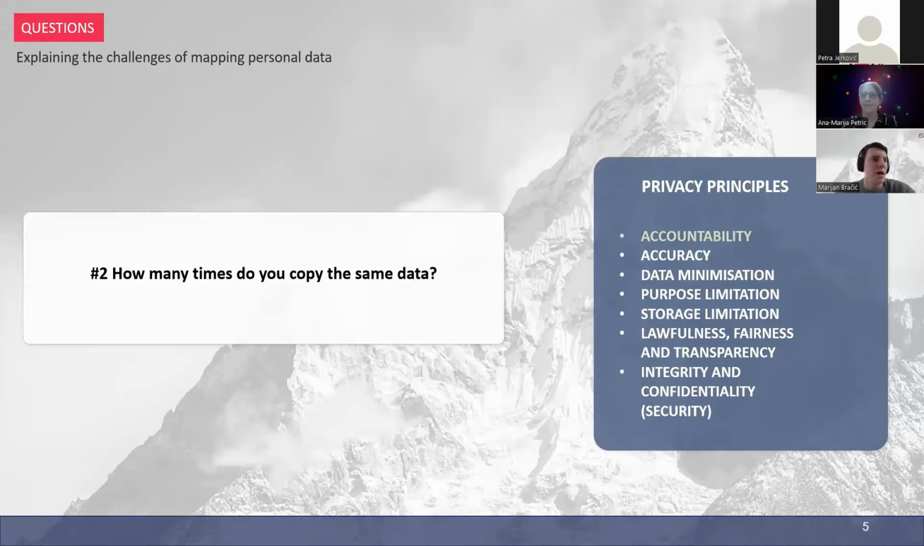The other one is, how many times do you copy the same data? This one may be not so obvious, but in terms of privacy principles, there are three that I have highlighted here. Data minimization is where you have to make sure that you are not collecting too much data, that you are not overweight as a company in terms of data collection.